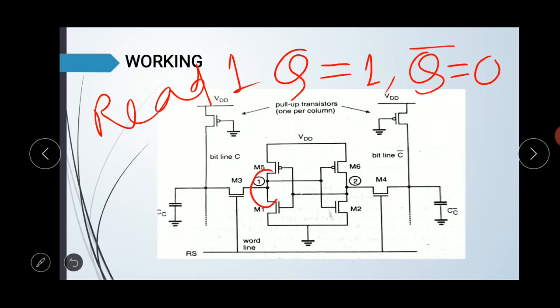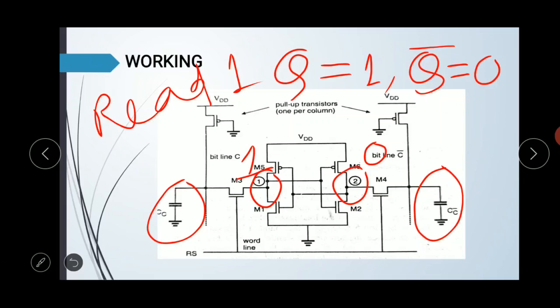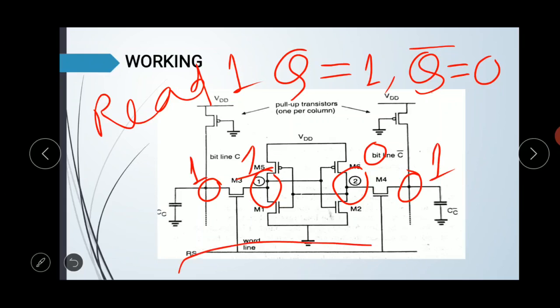So this one node is 1 and this 2 node is maintained at 0. And before the read operation we have to pre-charge these two capacitors. Due to the pre-charge of these two capacitors, these two nodes are always at high level, meaning 1. And for any operation we have to activate the word line, always remember that. Due to activation of the word line, M3 and M4 are turned on.